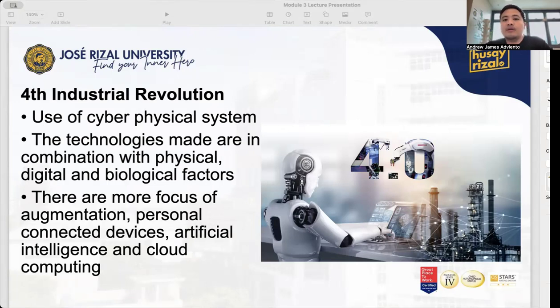For your second checkpoint question, I would like you to write your answer in the comment section. We are currently in the fourth industrial revolution. Can you name one piece of technology you use daily that belongs to Industry 4.0? And how does it change your daily life compared to how your grandparents lived?